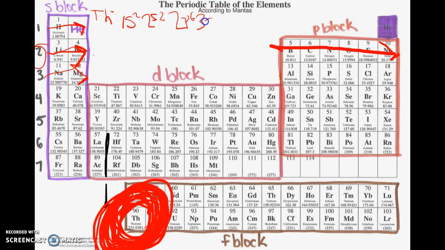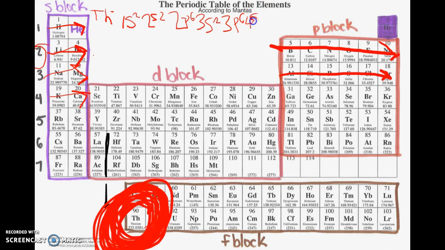3S2. Then you jump across, 3P6. And then we're done? Is that it? No, you have to keep going. I should not have picked one like this. Yeah, this is going to be a while. I don't know if you're going to fit this in.